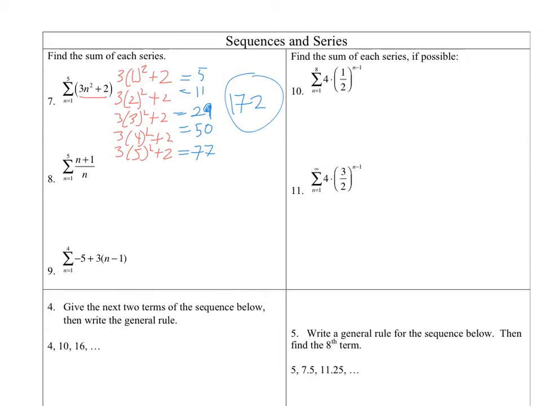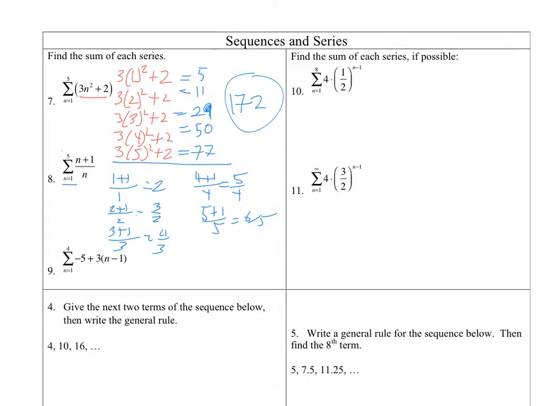Thank you. For number 8, we're looking at a similar thing, but we've got to go from 1 to 5 and plug them into this series, or this sequence. So it's going to be 1 plus 1 over 1, which is 2. That's going to be 2 plus 1 over 2, which is 3/2. It's going to be 3 plus 1 over 3, or 4/3. It's going to be 4 plus 1 over 4, or 5/4. It's going to be 5 plus 1 over 5, or 6/5.